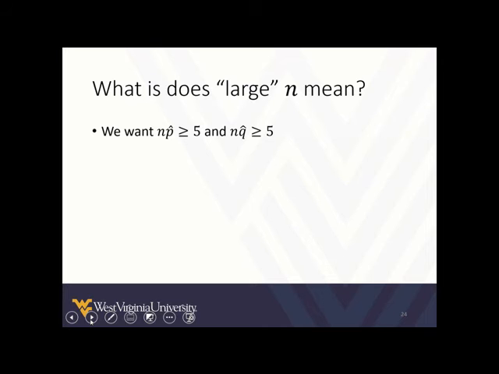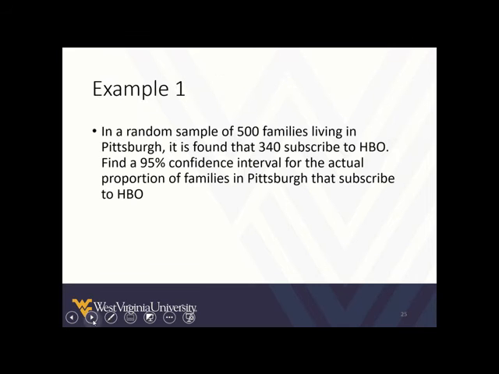And just to reiterate what I said before, what does it mean to have a large n? Again, minimally 5 successes and 5 failures. And so now at this point, we can take a look at an example. So in a random sample of 500 families living in Pittsburgh, it is found that 340 subscribe to HBO. Find a 95% confidence interval for the actual proportion of families in Pittsburgh that subscribe to HBO.